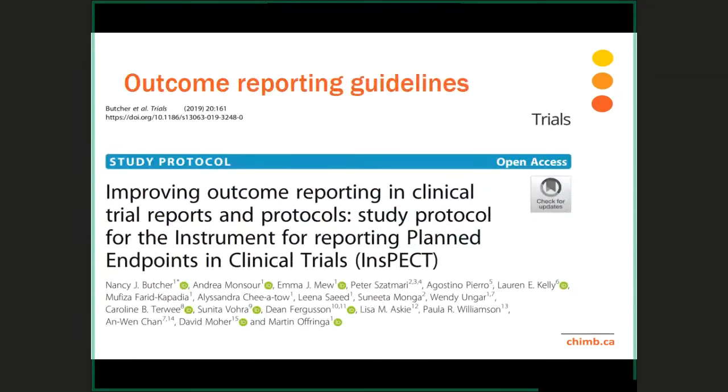There is a plug-in, if you will, coming for SPIRIT and CONSORT that is specific to outcome reporting. So there are a couple items in SPIRIT and CONSORT already that are outcome related, but they're not quite complete in the sense that you'd have enough information to replicate that trial. So Anwen Chen and David Moher, who are the authors of SPIRIT and CONSORT, and this is a project that's being led out of my former postdoc lab with Martin Offringa at SickKids, and we actually had. Oh, there it is.